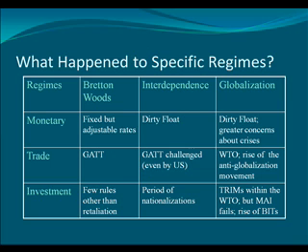In specific regimes, this chart summarizes what happened over the three periods, and I don't think I'm going to summarize this. I'll let you just read it on your own at your leisure.